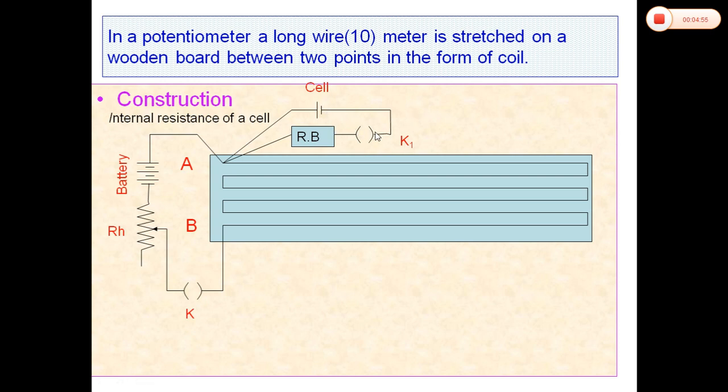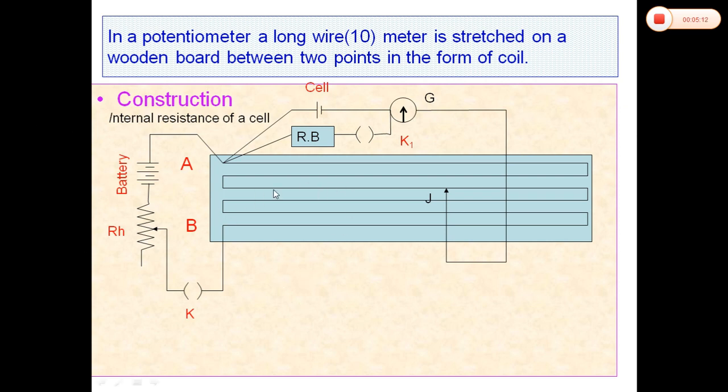The ends of the cell and resistance box are connected with a galvanometer along with a jockey J. This is the complete circuit diagram to find the internal resistance of a cell with the help of potentiometer.